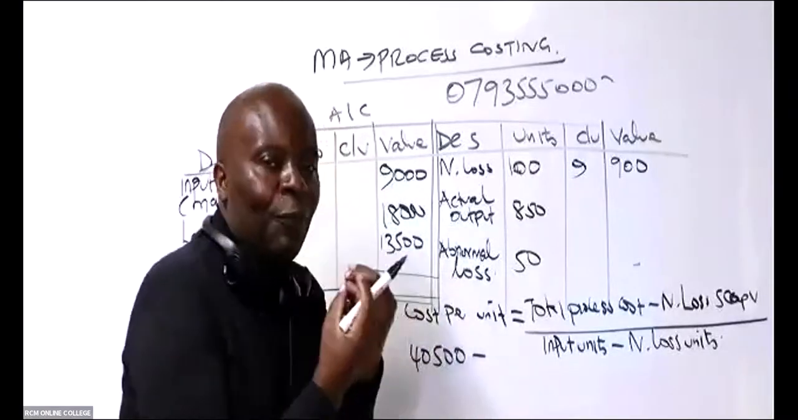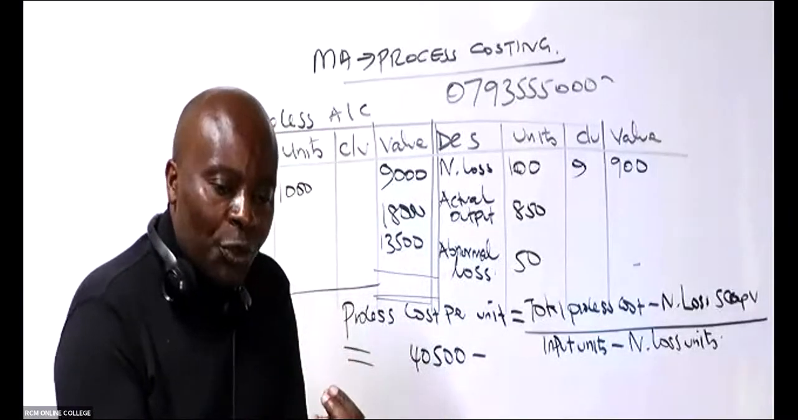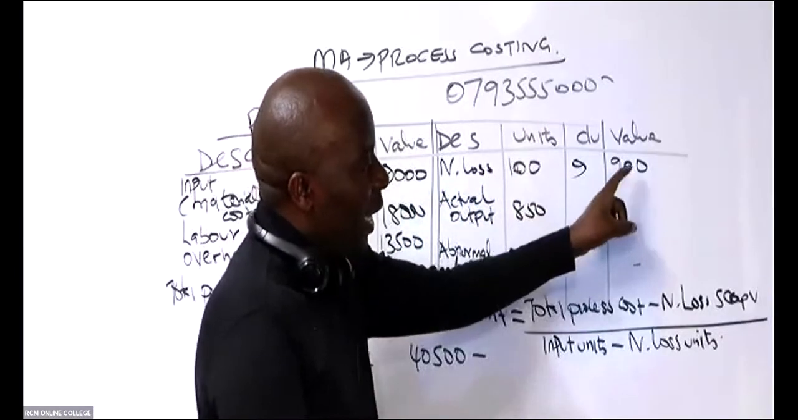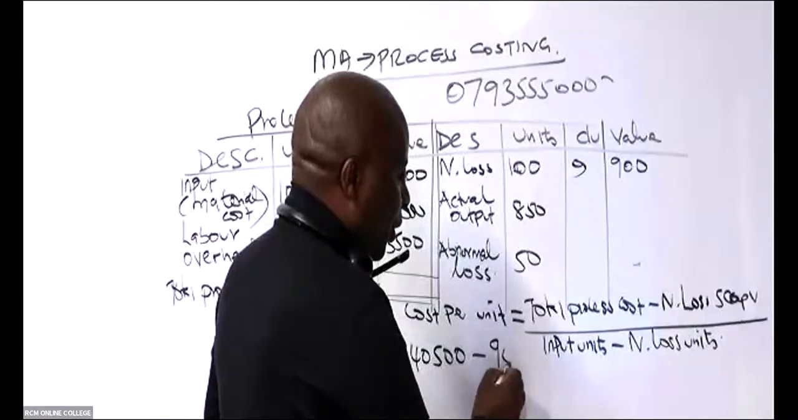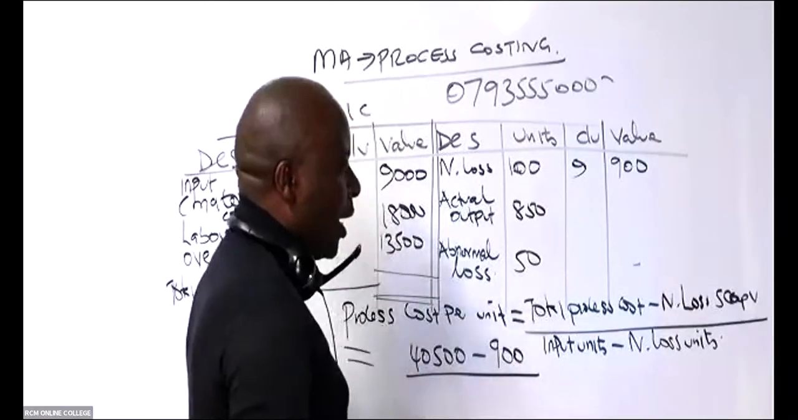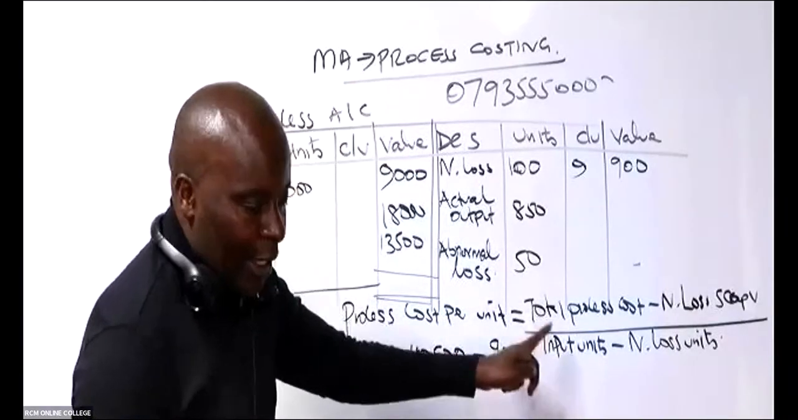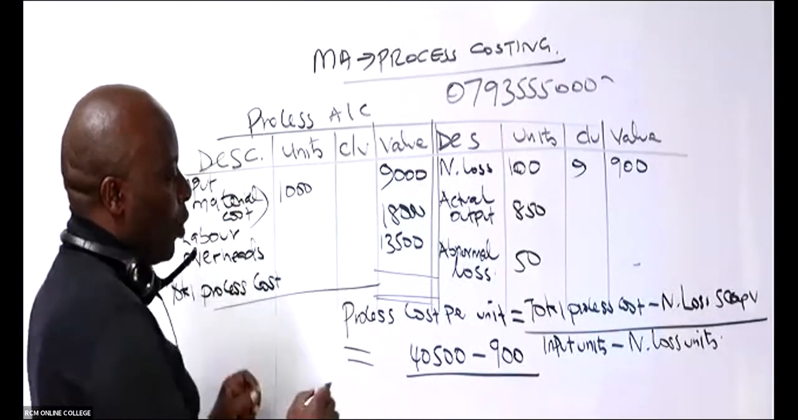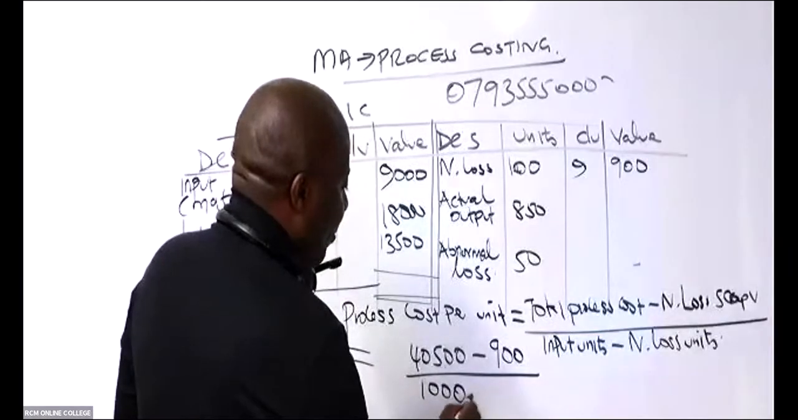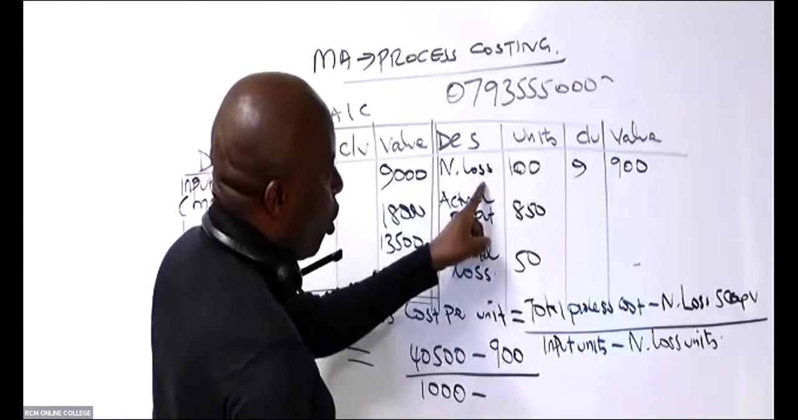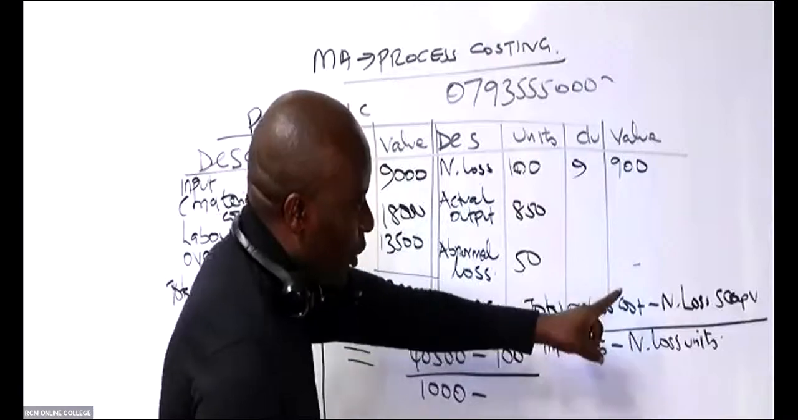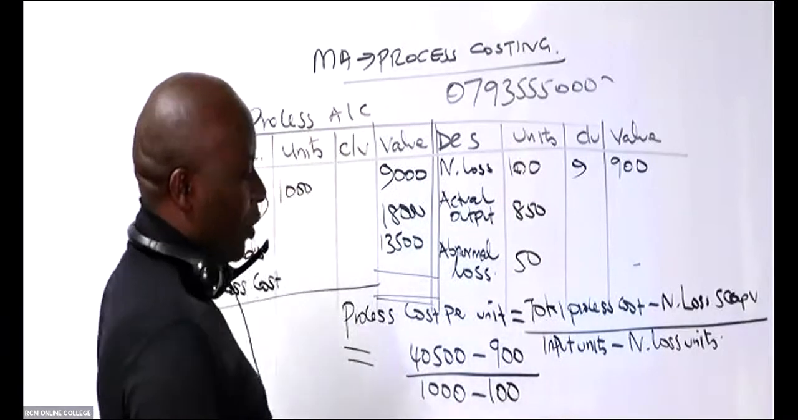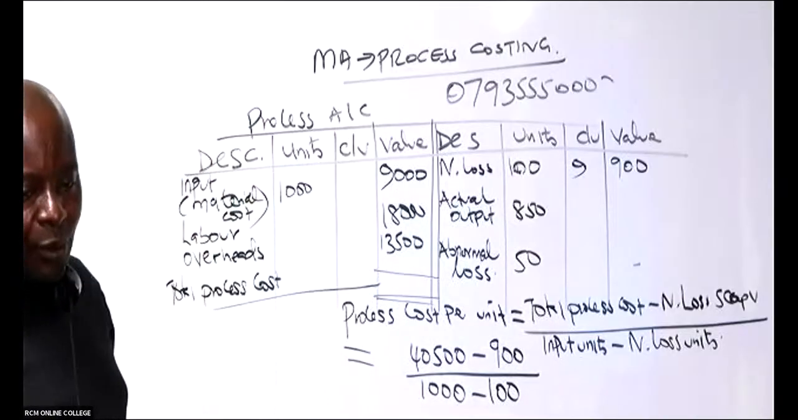Minus the scrap value of the normal loss. Scrap value of the normal loss is here, 900. So minus 900, all over the input units. Input units are these material units. The material units were 1,000 minus the normal loss units. Normal loss units are 100.